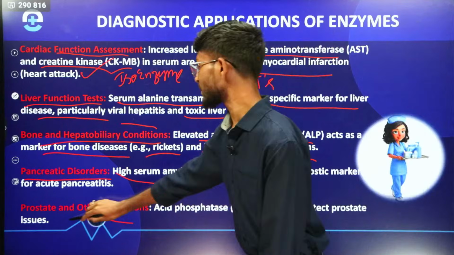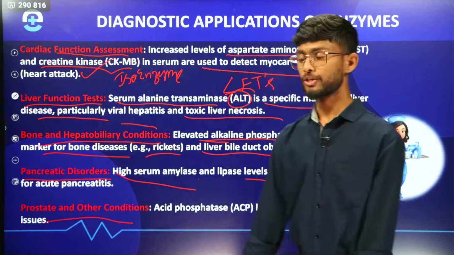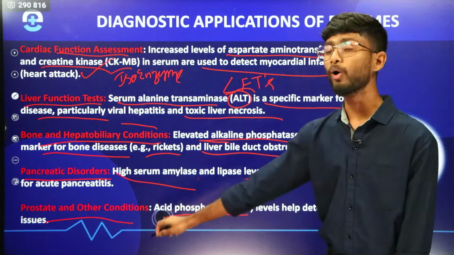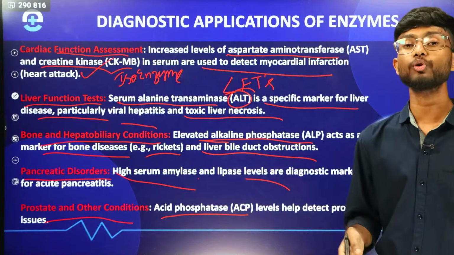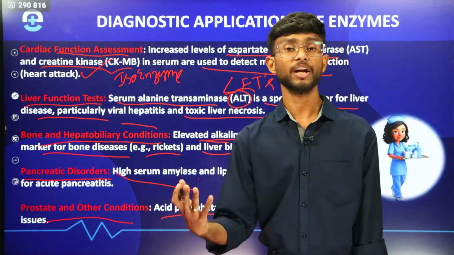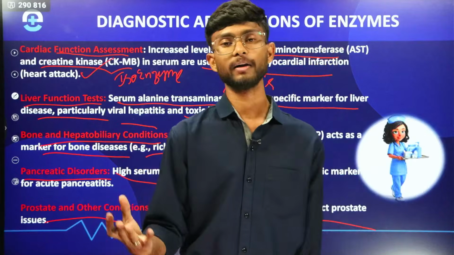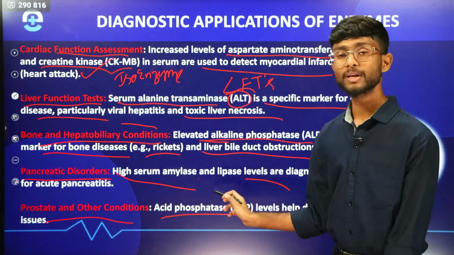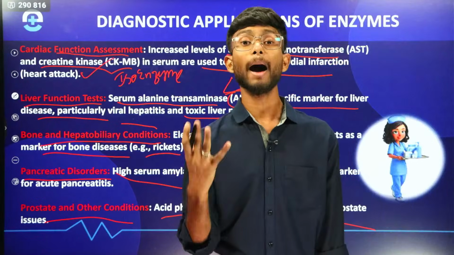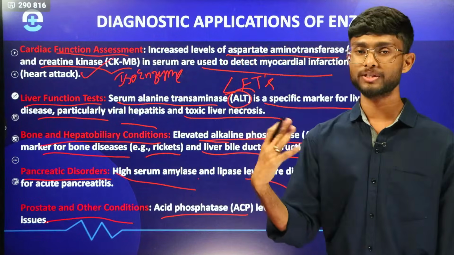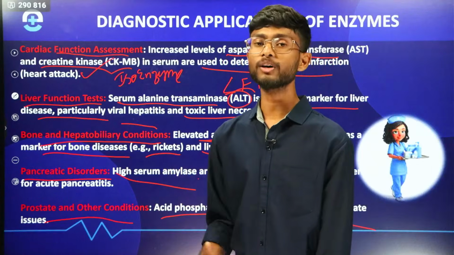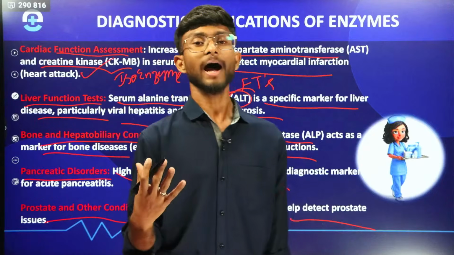Next, prostate and other conditions. What is that? Acid phosphatase. This is also a very important enzyme which helps to assess prostate cancer and prostate issues. Regarding the prostate, you can check using acid phosphatase. So these are the diagnostic applications of enzymes, and for now we have discussed all the aspects.